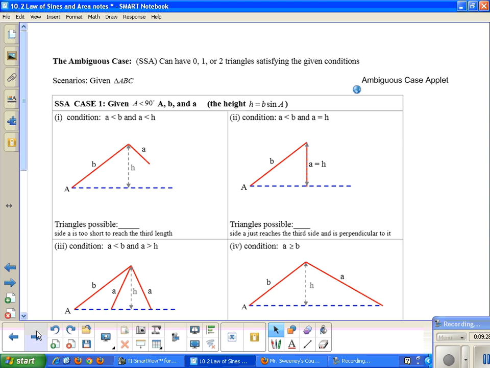Now, these problems tend to get trickier when we start to do other things, such as a side and an angle. So side, angle is what we call the ambiguous case. So why is it ambiguous? Because you have different possibilities for your triangles. You can have 0, 1, or 2 triangles satisfying the given conditions.